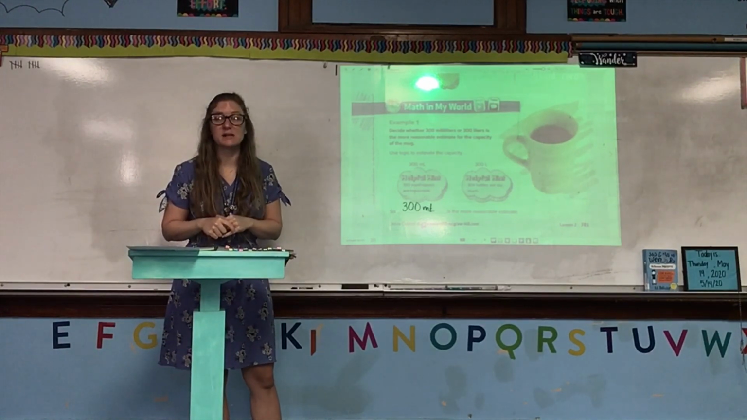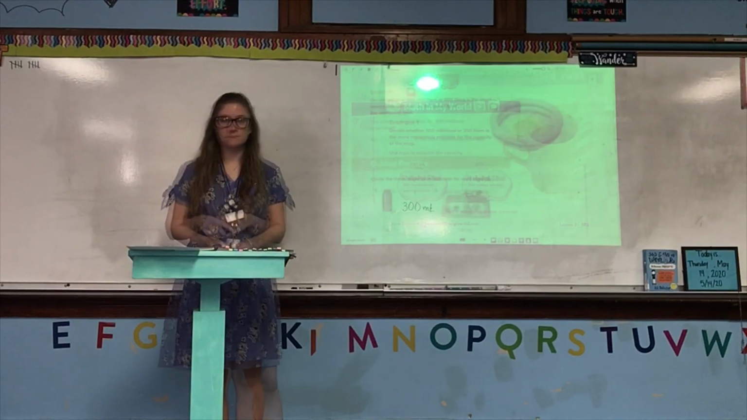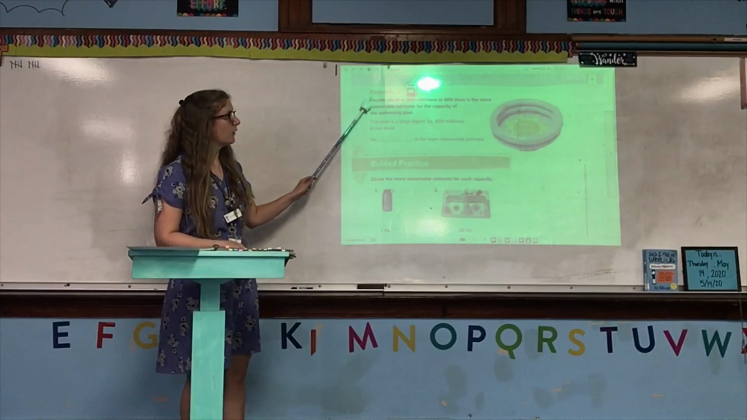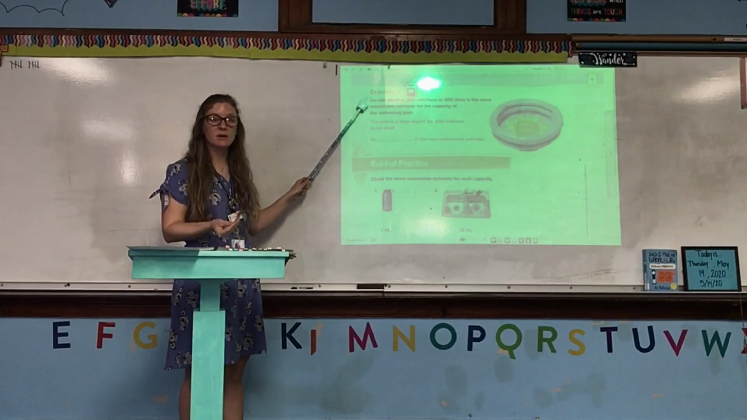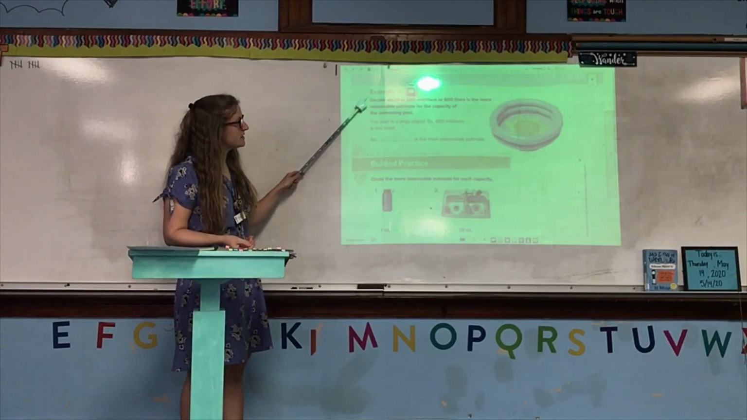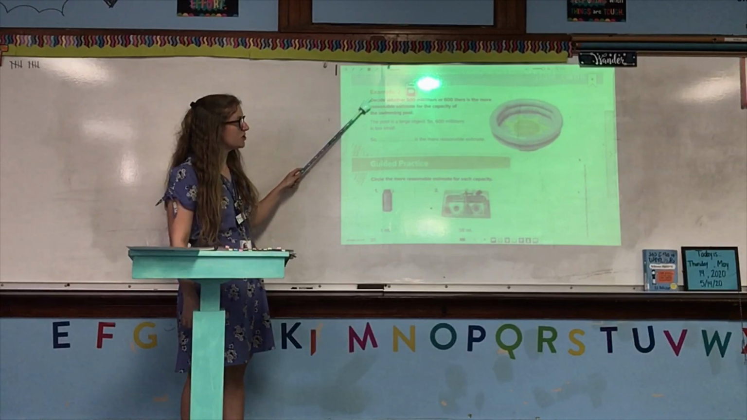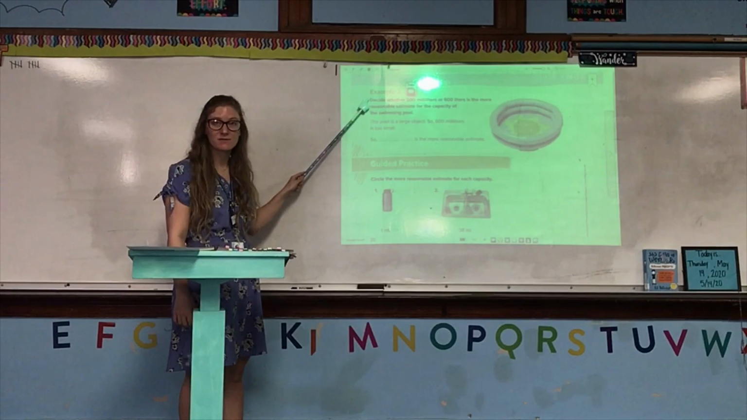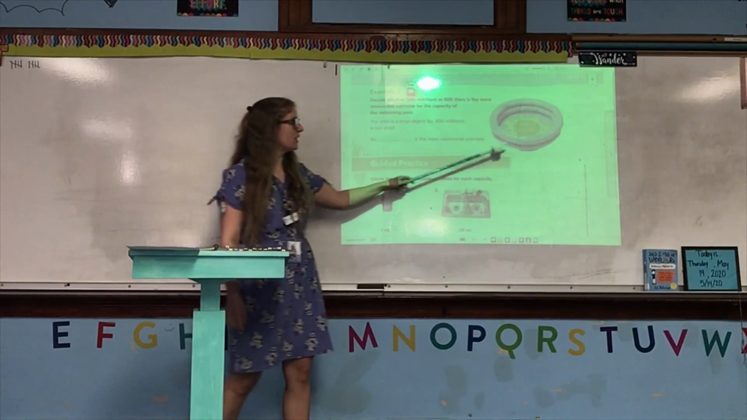Okay, let's move on to example 2. Okay, so finger a pencil on example 2, and then read along with me as I read out loud. Decide whether 600 milliliters or 600 liters is the more reasonable estimate for the capacity of the swimming pool. So we're looking at this swimming pool.